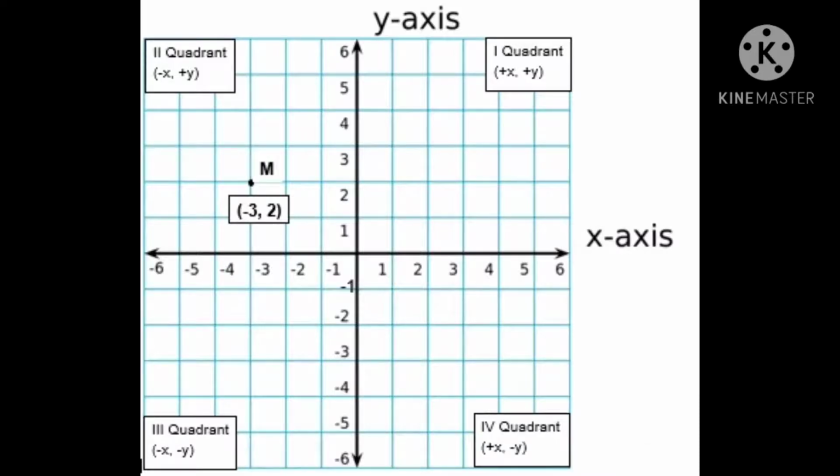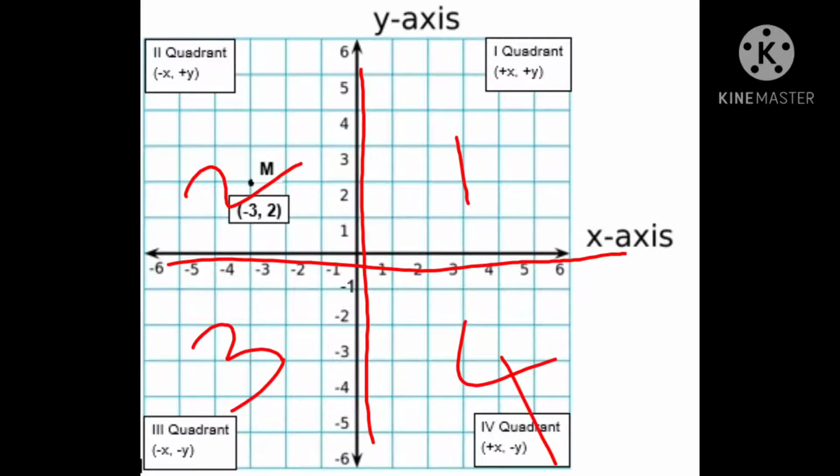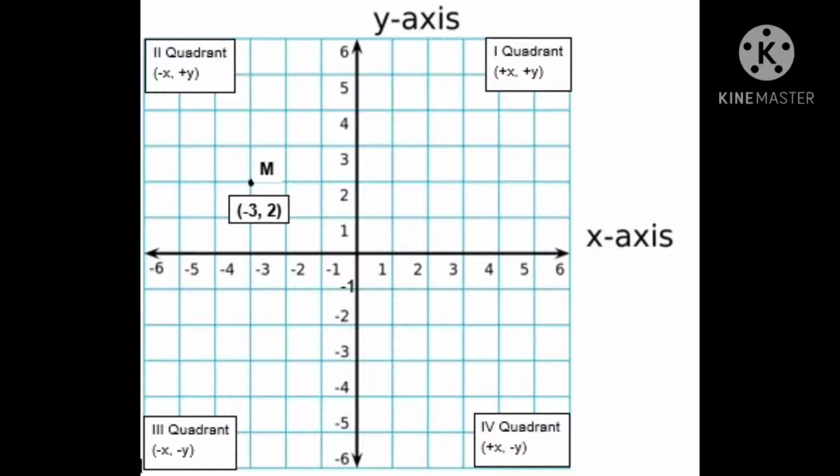Next I will explain the quadrants. The coordinate axes divide the plane of the graph into 4 regions called quadrants. It is a convention that the quadrants are named in the anti-clockwise sense, starting from the positive side of the x-axis.